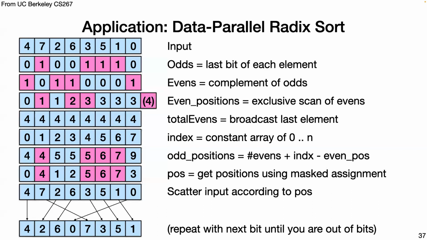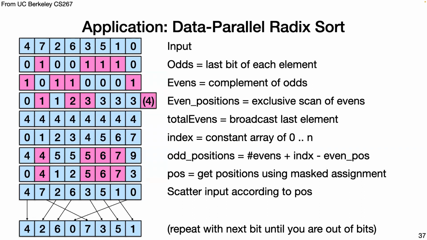And so then, in addition to the prefix sum, you also get the total number of evens that you have. That's just the end of here. It was an exclusive sum, but you can just get the total reduction at the end as well. So you also have the total number of evens, and then you make an index array, where the index array is just all the numbers 0 up through n-1.